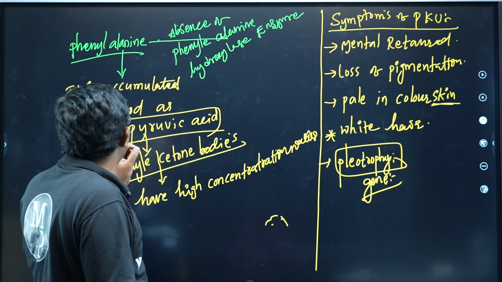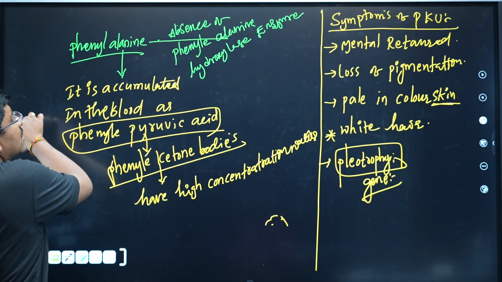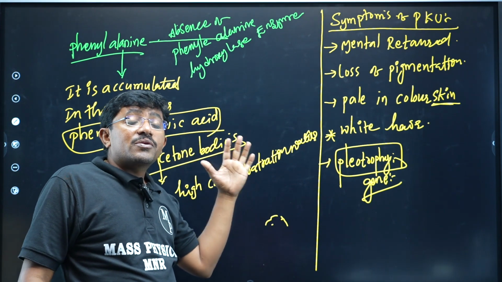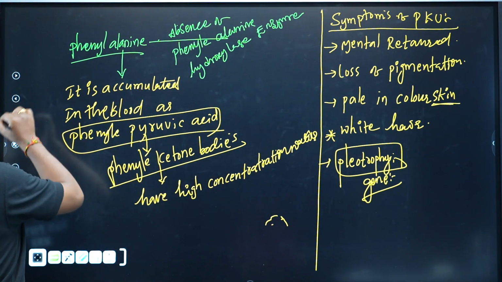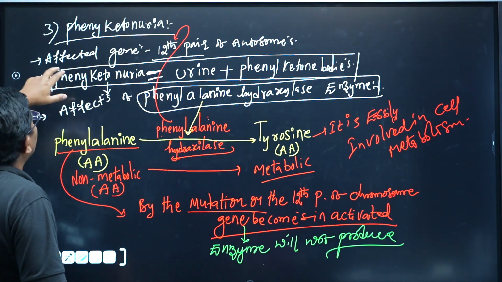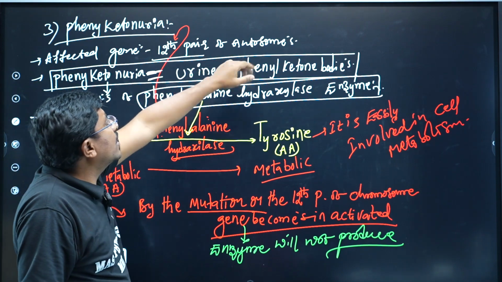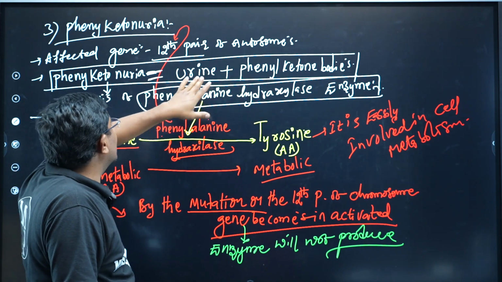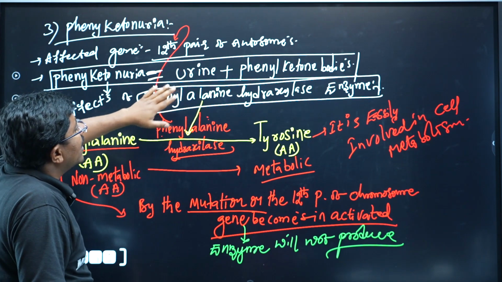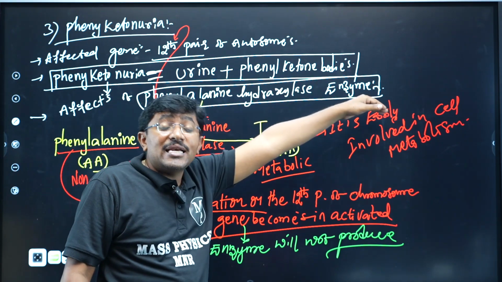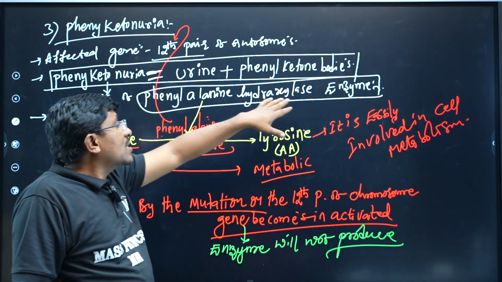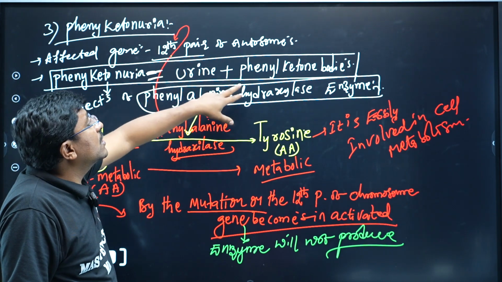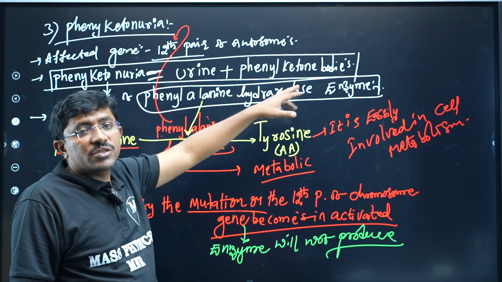So this is phenylketonuria. The affected genes are present on the 12th pair of autosomes, and phenylketonuria means the presence of phenylketone bodies within the urine. It is due to a defect of the phenylalanine hydroxylase enzyme in the human body. For synthesizing this enzyme, a gene is present on the 12th pair of chromosome, and that gene is responsible for production of this enzyme.